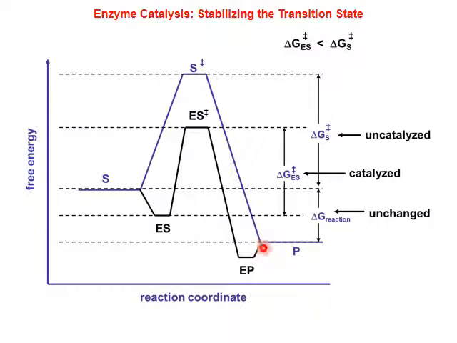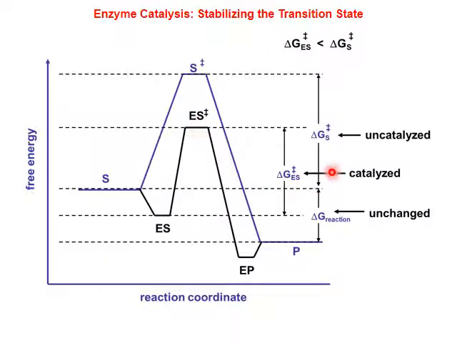So let's look at where your delta G value is again for the reaction. Well, that hasn't changed. See, the substrate and product still have the same delta G of the reaction. However, the pathway is different. And so the delta G double dagger of the enzyme catalyzed reaction, which we call delta G ES double dagger here, is going to be from here to here.